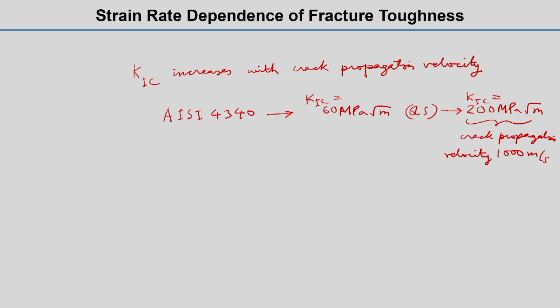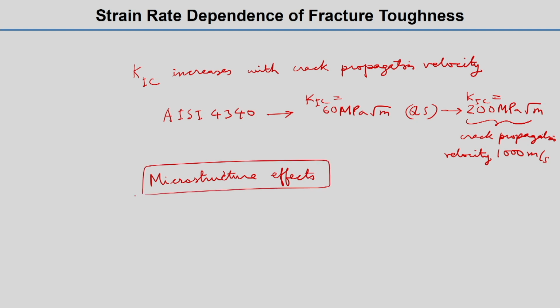We should understand here that the microstructure will affect this, and we will probably talk about that later. The microstructural effects need to be taken care of, but it is very difficult to incorporate them into predictive mathematical models. Still, we should understand that microstructural effects will always be present.